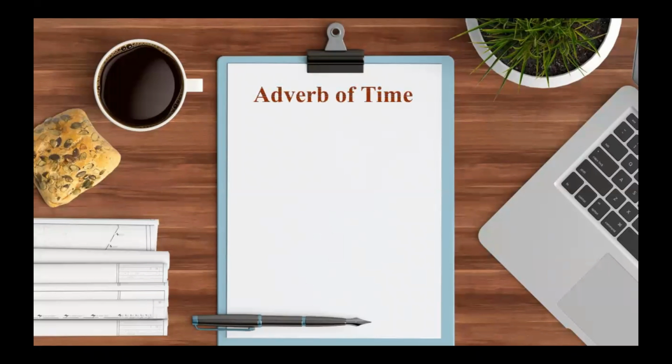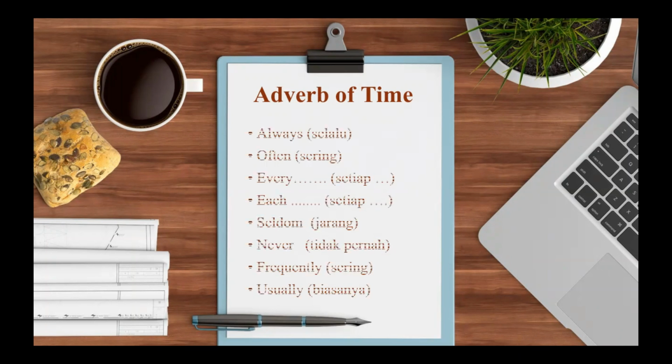Okay, now adverbs of time. In simple present tense, we usually use adverbs of time such as always, often, every, each, seldom, never, frequently, usually.